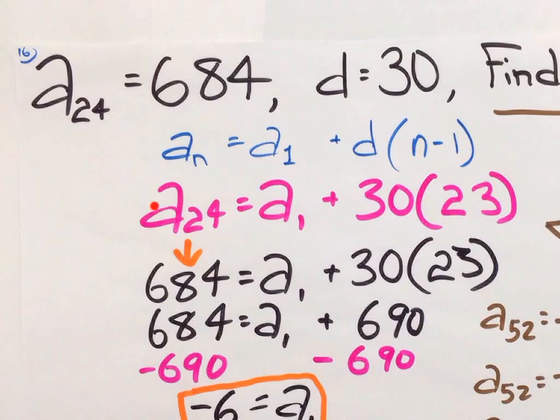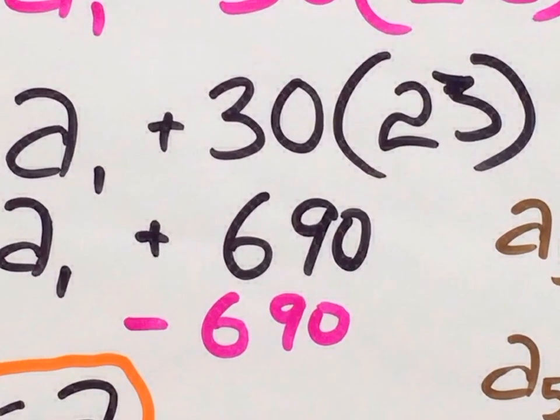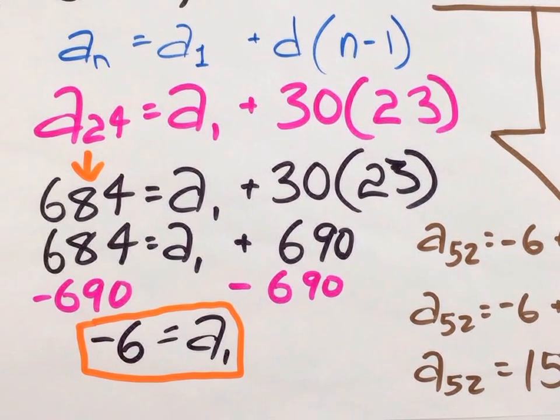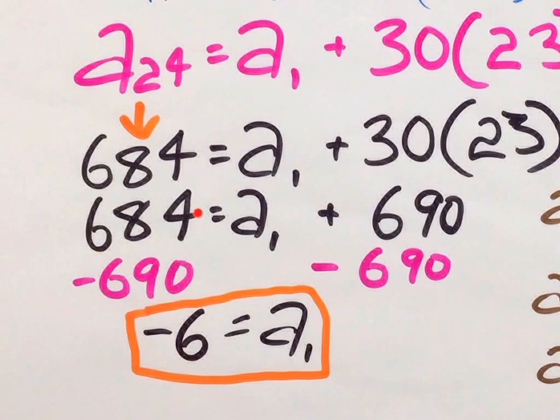And then we're going to change a sub 24 to 684. We know that because that's the information given at the beginning of the problem. 684 equals a sub 1 plus 30, the difference, times 23. We're going to apply the order of operations, and we know that 30 times 23 is going to give us 690. So we're left with 684 equals a sub 1 plus 690. We're going to do inverse operations and subtract 690 from both sides, and when we do, we just figured out what the first term is. A sub 1 equals negative 6.